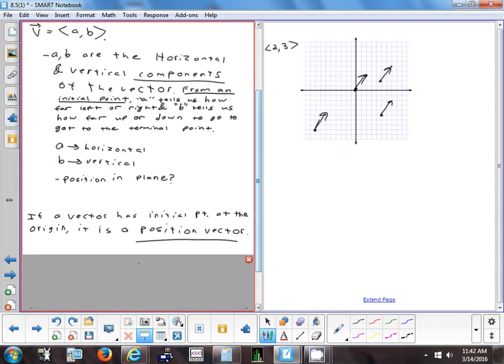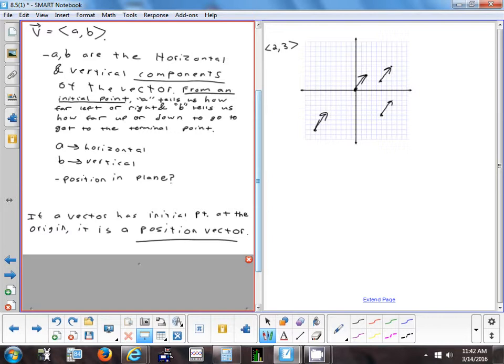All right, what I'm going to do is look at one of these vectors and try to figure out what its position vector would be. We know it should be 2, 3. But I'm just going to give you the initial and the terminal points and see if you can figure it out from the coordinates. How would we get a 2 and a 3?